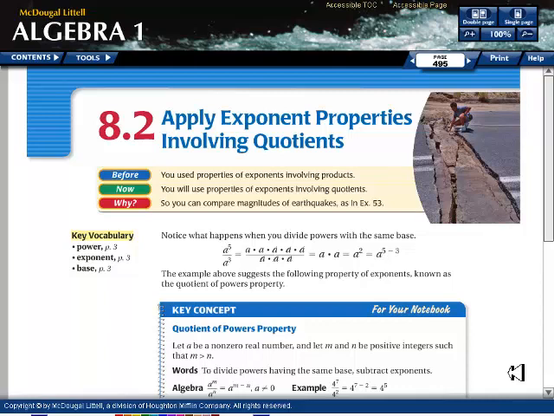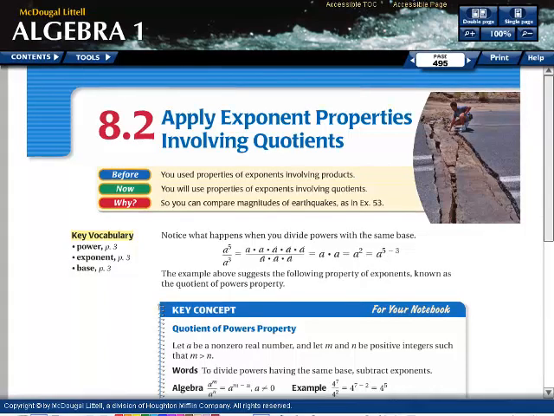Okay, so today's lesson, applying exponent properties involving quotients. So 8.1, yesterday we did the product of exponents. And we talked about that if they have the like bases, that you just add the exponents. Well, today they're talking about quotients, so of course that is dividing like bases.